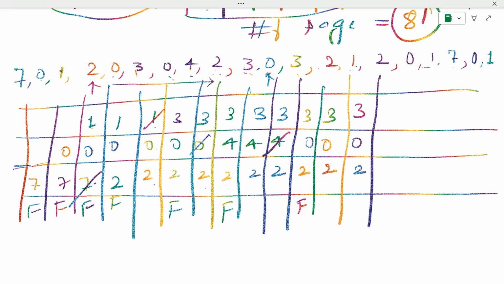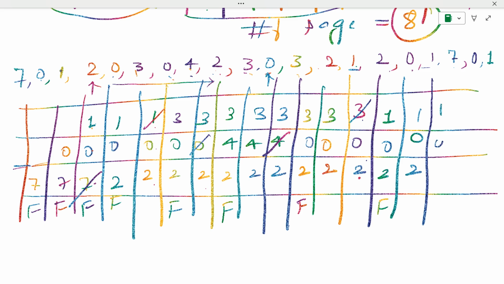Then we need 1. So out of 3, 0 and 2, which page is not required for a longer time in future? So 0 is required just, 2 is required just, so we can replace 3 with 1, and it is a page fault. Then we need 2, so it is definitely not a page fault. Then we require 0, so it is also not a page fault. Then we require 1, it is also not a page fault.